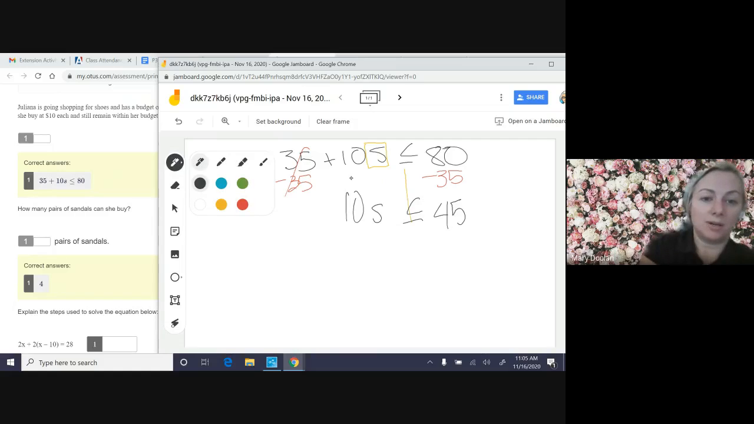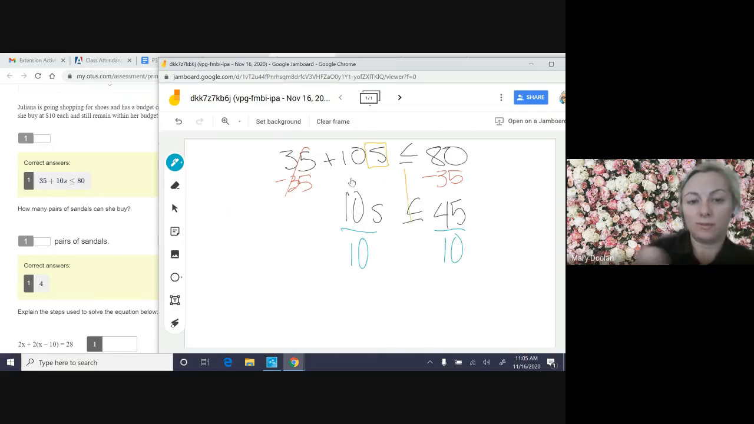My next step here is to divide both sides by 10, which is a positive value, so I don't have to do anything to the sign. It's going to stay exactly the same way. It's going to keep it as less than or equal to. The 10s cancel. S is less than or equal to 45 divided by 10. So this is going to give me a decimal.